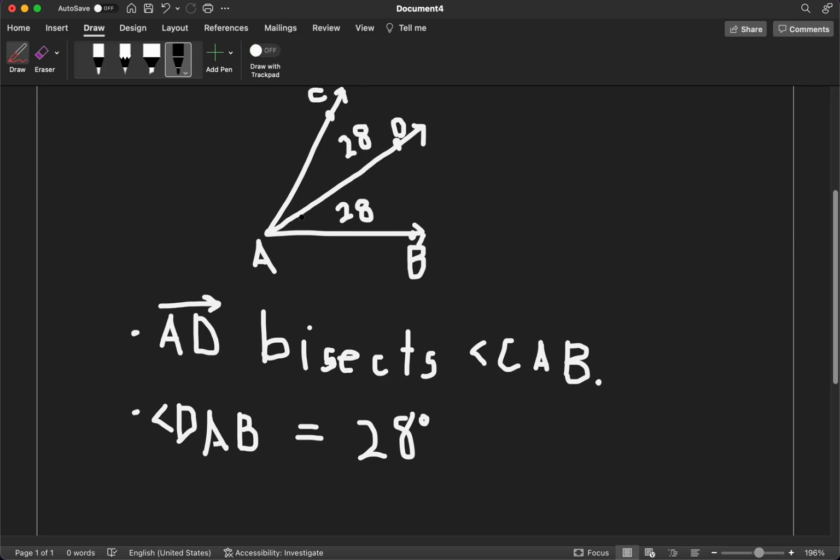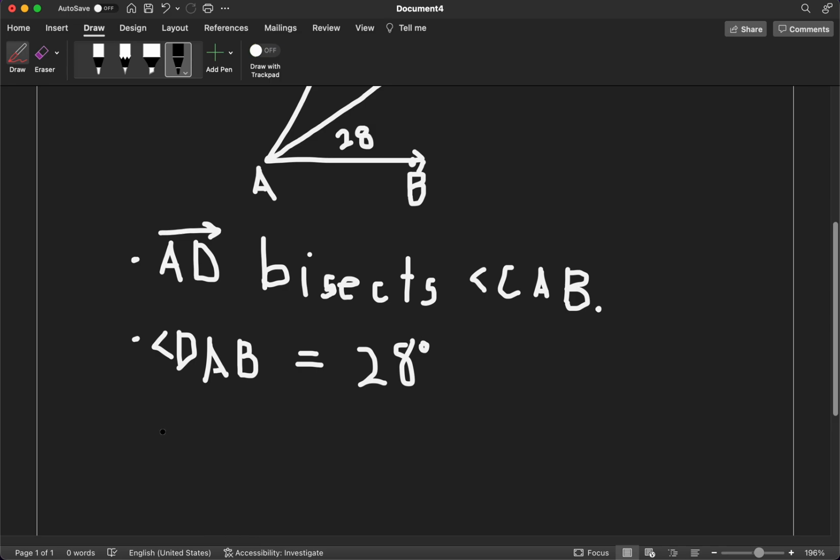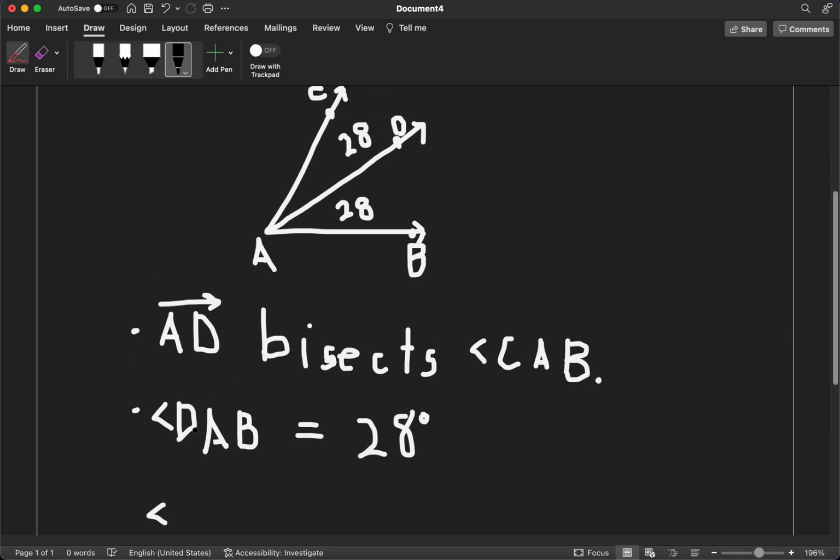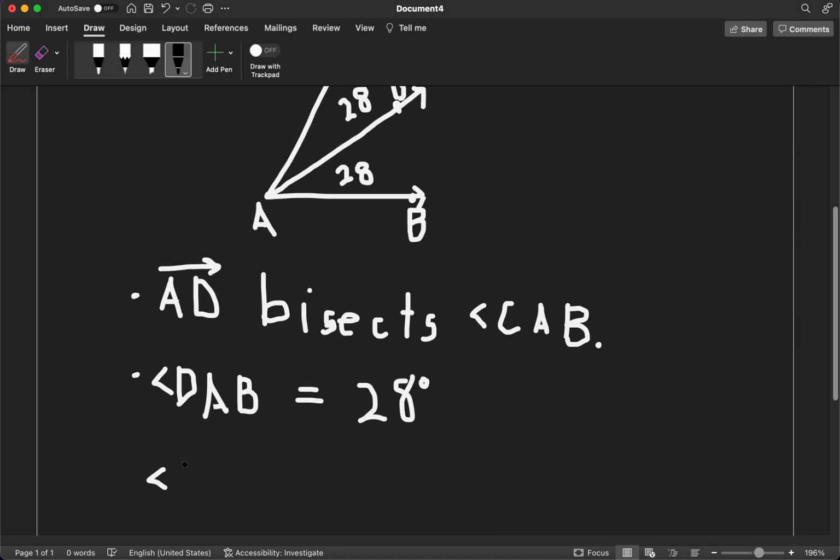And the reason I know that is because a bisector bisects things in half. It cuts them exactly in half. So I don't even have to pull out my compass to measure. I just know that if it's 28 on this side, it is 28 on that side. So I'm going to come down here and I'm going to write the answer. Angle CAD equals 28 degrees.